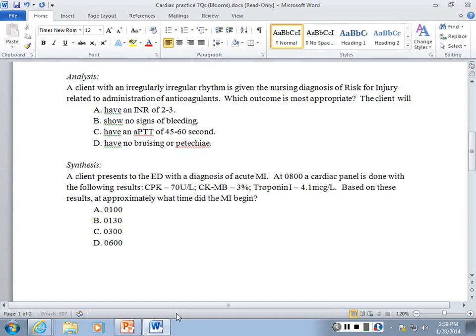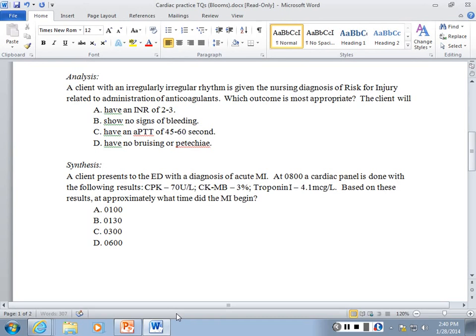So if only the troponin has been detected, how long ago did this start? 2 to 4 hours ago. Okay? So, therefore, at what time did the MI probably begin? 6 o'clock. It wouldn't be 3, because 3 is 5 hours before 8. Yes, ma'am. Does it matter if the troponin is, say, 0.8, would you still go by that? Still, yeah. If the CKMB is not elevated, we know that it hasn't yet been 4 hours.